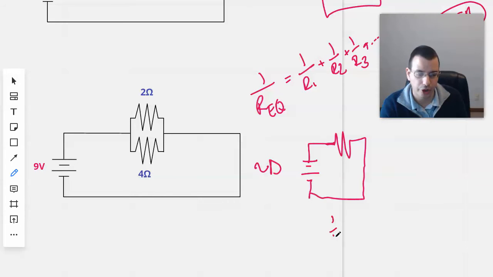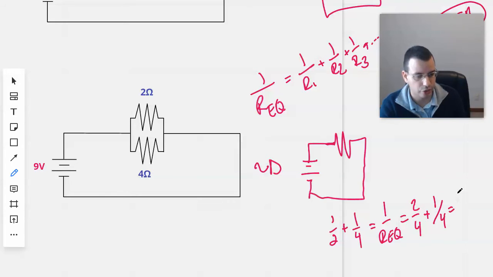So we'll do 1/2 plus 1/4. That's 1 over 2 and 1 over 4 equals 1 over R equivalent, which equals, and I'm going to do this part, 2 over 4 plus 1 over 4 equals 3 over 4. Therefore, R equivalent would equal 4/3. So I write up here 4/3 ohms.